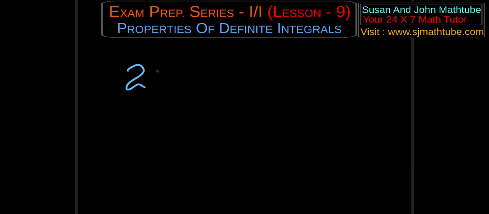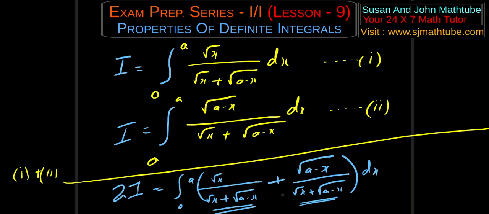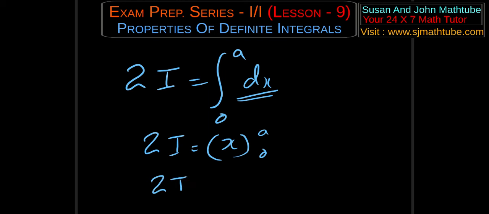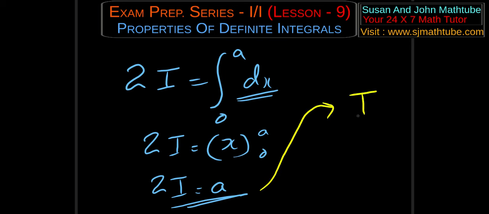And you're going to get 2i is equal to integral 0 to a dx. Trust me, if you take LCM or if you do common, you're going to get this. So 2i is equal to, what is integral dx? X within the limits 0 to a, that is 2i is equal to a minus 0, that is a. But we are trying to find I, and what is I? A by 2. That's it, finished.